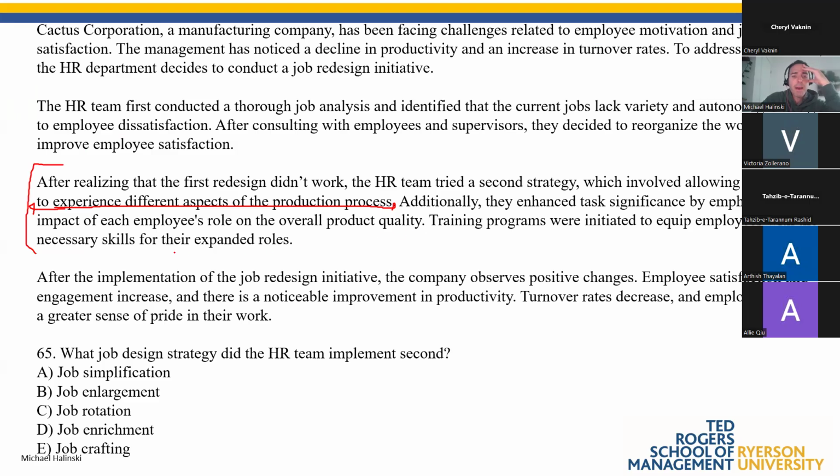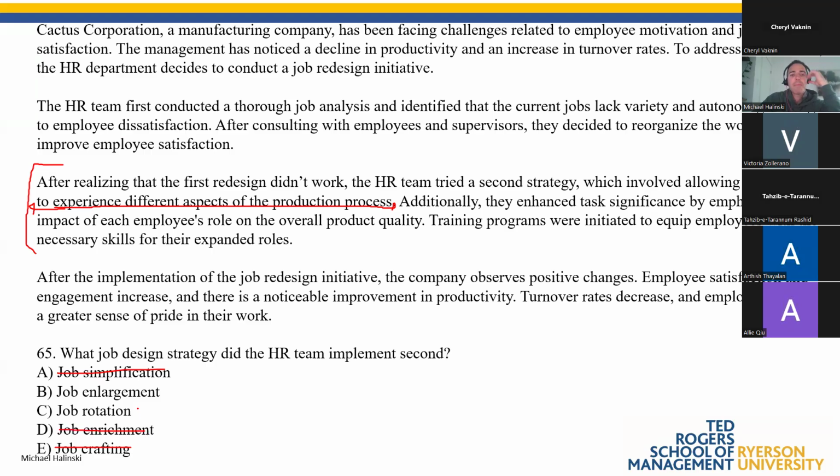Okay, so here, of all of these options, if you're allowing employees to experience different aspects of the production process, you're not simplifying somebody's task to fewer options. You're not empowering employees so that they can design their work the way they do their work in their own way. The first question in this case was about job enrichment, and there's no mention of expanding meaning or satisfaction.